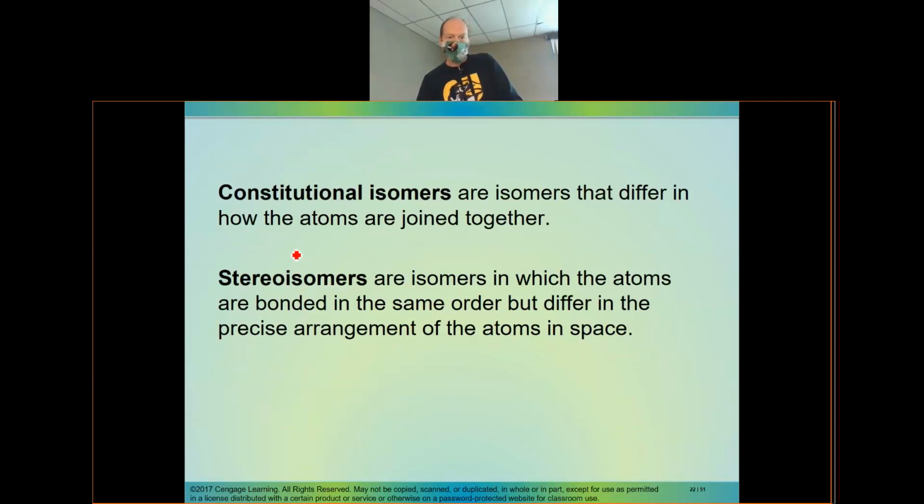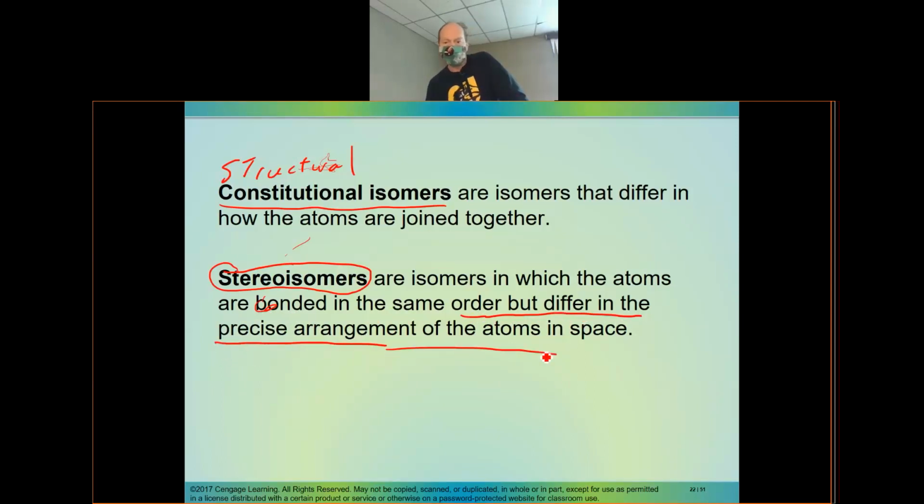All right, so constitutional isomers, structural isomers, that's the same thing. They differ in how the atoms are arranged together. So that's butane versus isobutane. Those are structural isomers. When you're looking at stereoisomers, now you're looking at cis-2-butene, trans-2-butene. These are isomers in which the atoms are bonded in the same order, but differ in their precise arrangement of atoms in space.